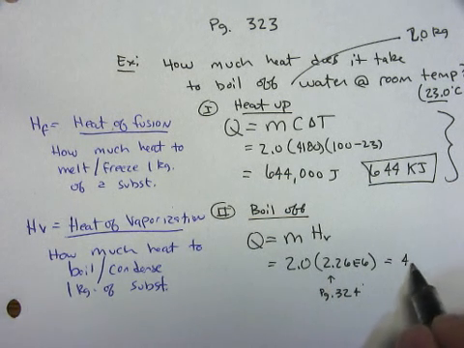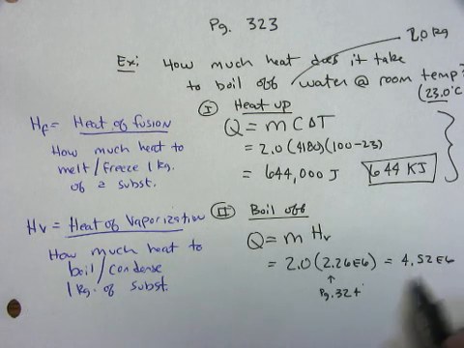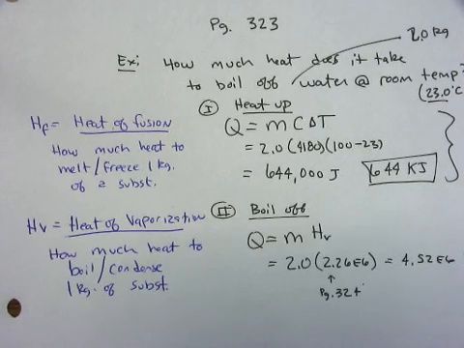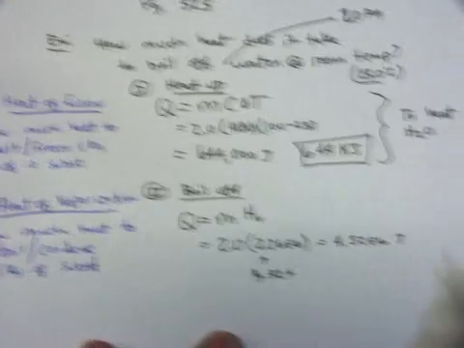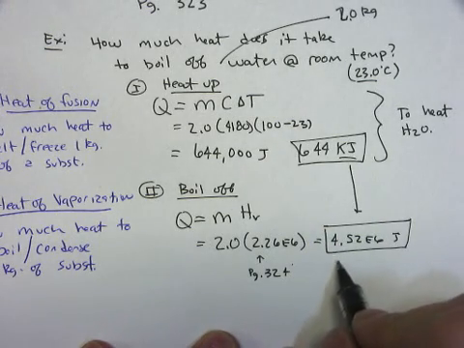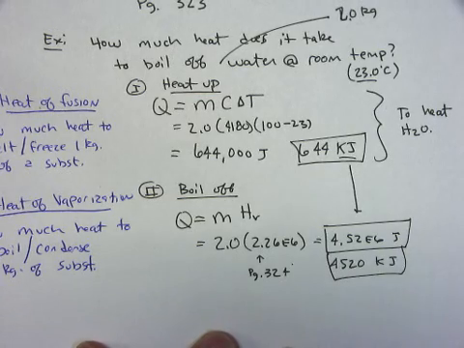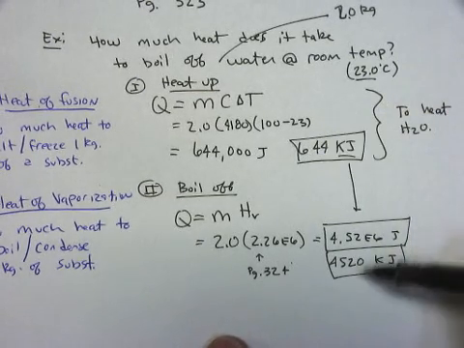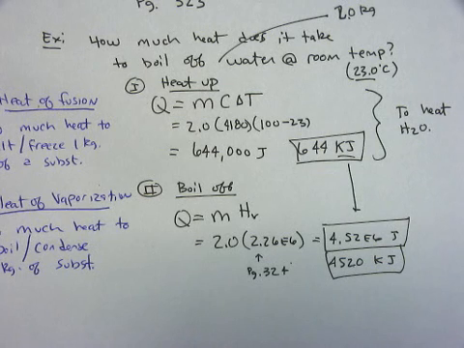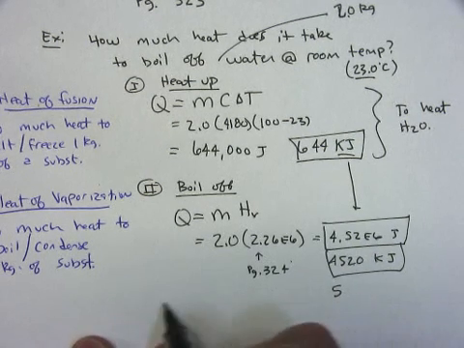So we'll multiply that together, and you get 4.52 E6, or 4,520,000 joules. Now I have to add these, and you have to be careful. This one's in kilojoules. I could also write this as 4,520 kilojoules. So I can add 644 plus 4,520, and I get 5164.